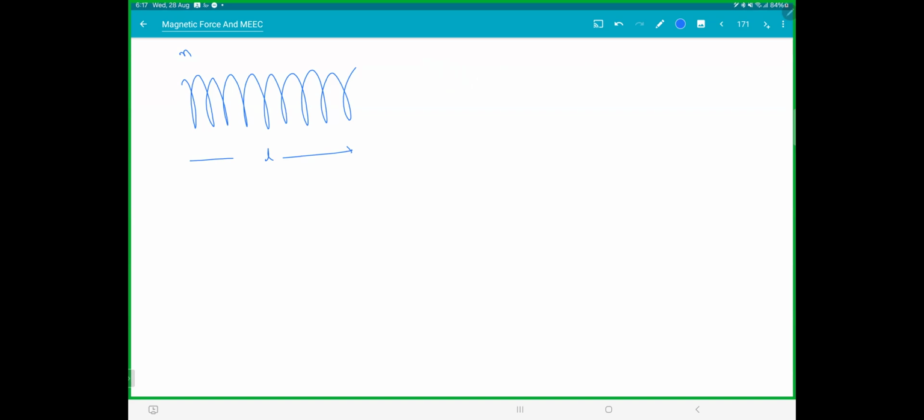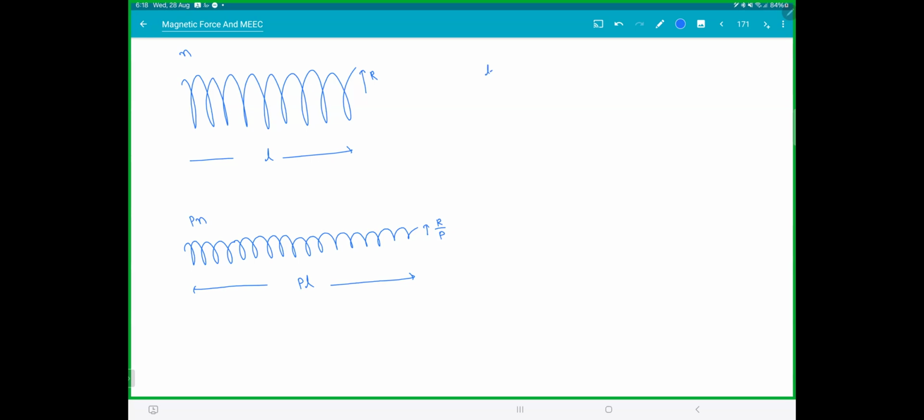Or actually I can simply say, you understood that. So if I make this thing N by P, I'll get more turns. Since the radius has decreased, this was R and this was R by P. Number of turns will become P into N, and obviously length also will become P into L. Make sense?